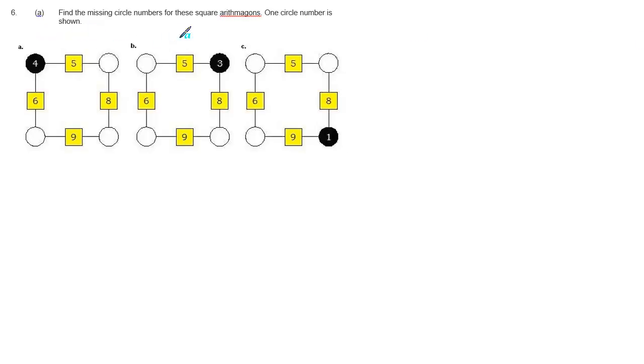So now we're looking at square arithmegons. They work exactly the same way. So if we look at this first one, we've got a 4 here in this circle. We know that we need to get 5 in the middle here, so clearly this one needs to be a 1. 4 and 1 gives us 5. Then to get 8 in the middle here, we'd need 7. To get 9 in the middle, we'd need 2, and then we just check 4 and 2 does give us 6. So that's good.